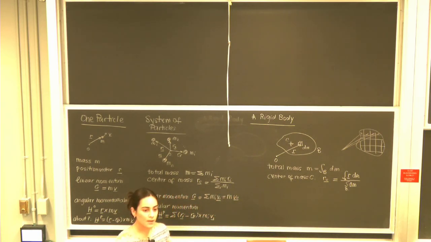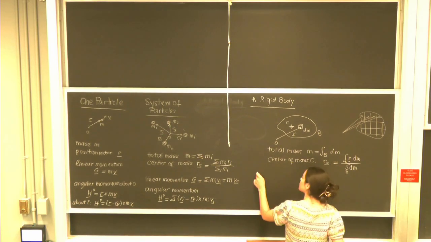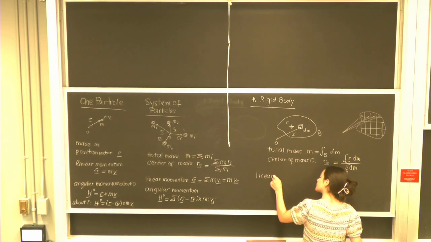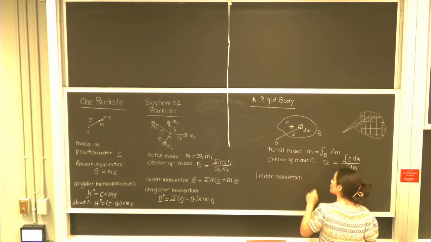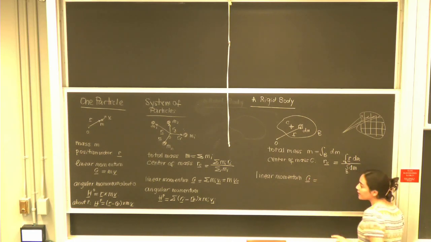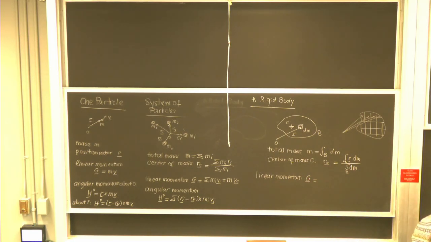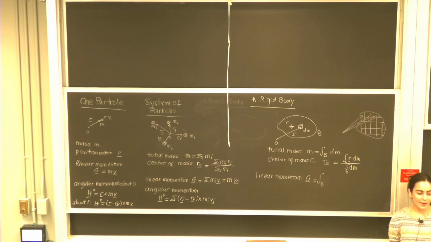Okay? Then the linear momentum of the system, for example, G, that's going to be also the sum of the linear momenta of the constituents, but instead of the sum, I have the integral over the body of, can someone guess what the integrand is?